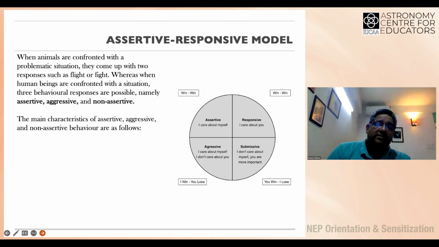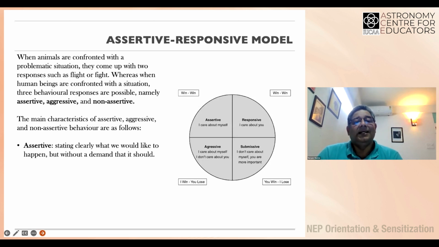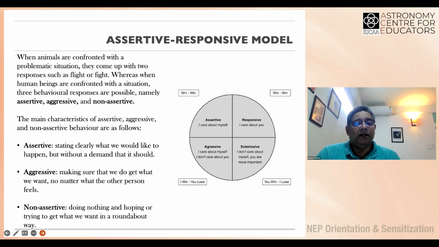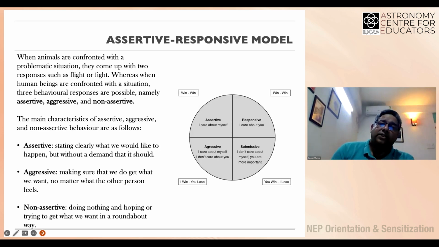So the main characteristics of these three behavioral responses are as follows. For example, assertive means stating clearly what we would like to happen, but without demanding that it be so. This is a very important soft skill that you can hone. That means you can state it very clearly without being too demanding. Whereas aggressive is making sure that we do get what we want, no matter what the other person feels. That is the very aggressive response. And the third is the non-assertive. That means doing nothing and hoping, or trying to get what we want in a roundabout way. So these are the three behavioral responses in humans whenever we face any situation.